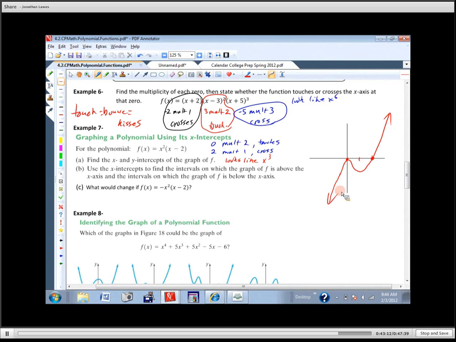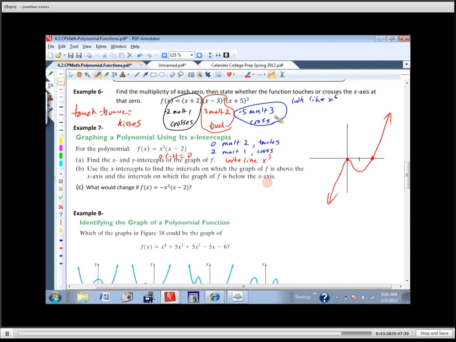Any questions there? Okay, find the x and y intercepts of the graph. By the way, if you plug in a 0, what do you get? You get a 0 here times -2. 0 times -2 is 0. That is the only place where it crosses the y-axis. It crosses right at the origin. Okay? Use the x-intercepts to find intervals on which the graph is above the x-axis and where it's below.